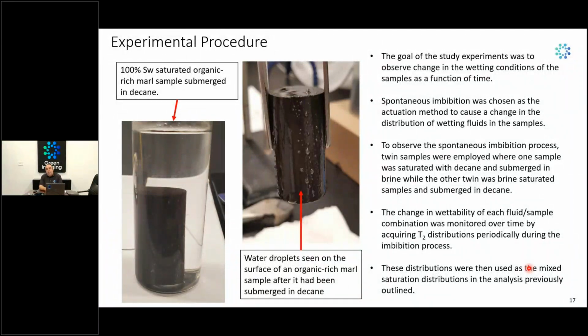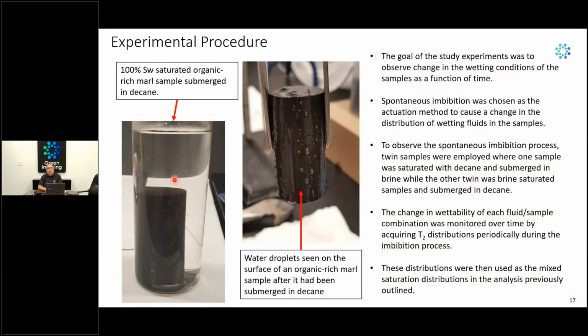corresponding other fluids. So for example, as shown here in this figure on the left, we have a 100% water saturated sample submerged in decane. We also would have at the same time a 100% oil saturated sample submerged in brine. And then we were just patient. We just waited, and over time we would remove the sample from the submersion fluid, dry its surface off, and record its T2 distribution.